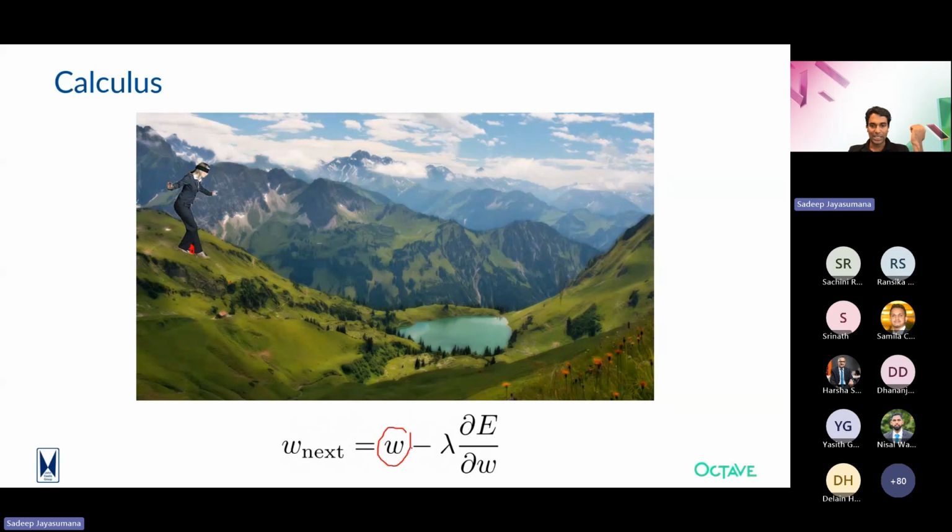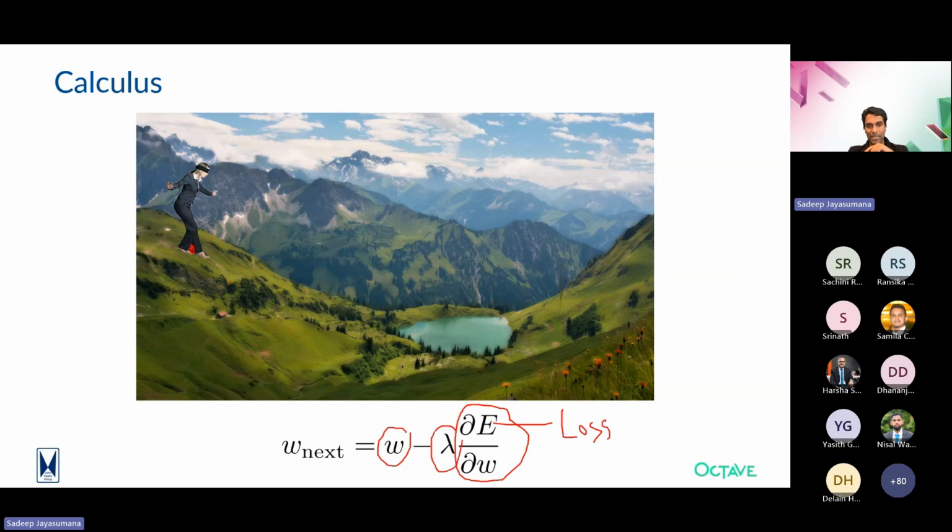What this means is that to get to the next location, you take the derivative of your loss function. This E is the loss function. As I was saying earlier, it's sometimes called the energy as well, that's why I have E here, but you can keep it as L. So that's your loss, and this partial derivative is the gradient. That's the direction of the steepest descent.